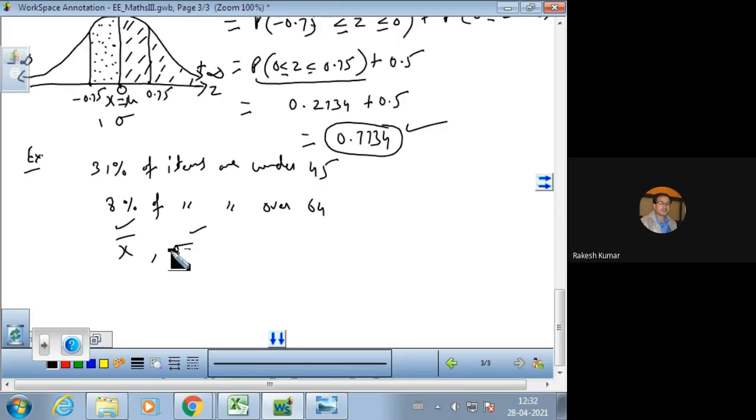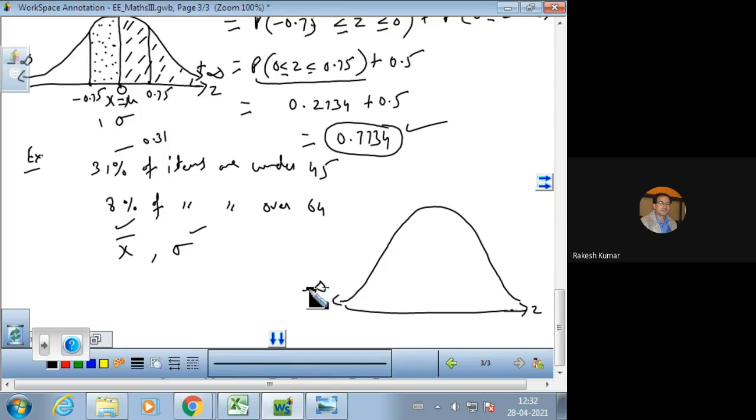मीन की value निकालनी है और standard deviation की value निकालनी है आपने. We have supposed x bar is the mean and sigma is the standard deviation. So you know that 31% means this is 0.31. So let us draw the normal curve. So this is z and this is negative infinity, and this is on the positive side. This is the mean position, and x is equal to x bar, the mean position here.